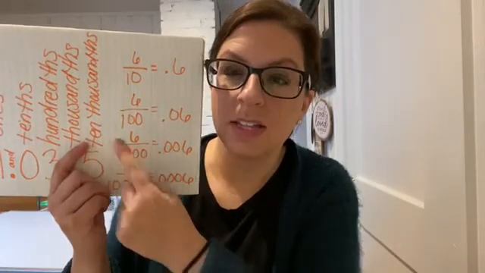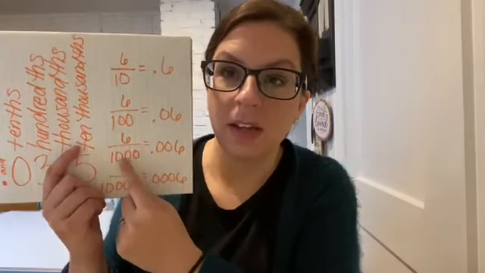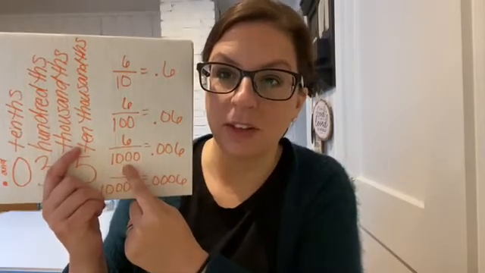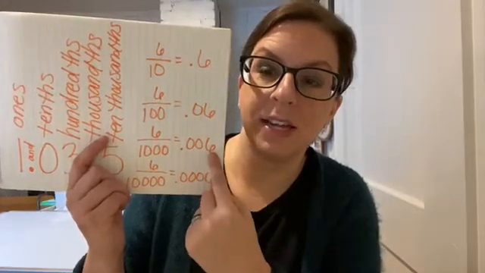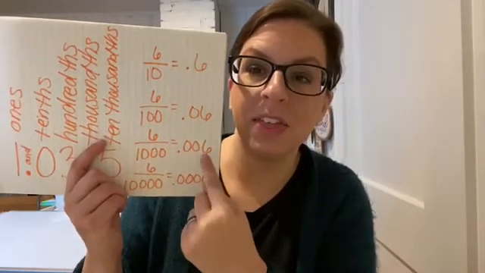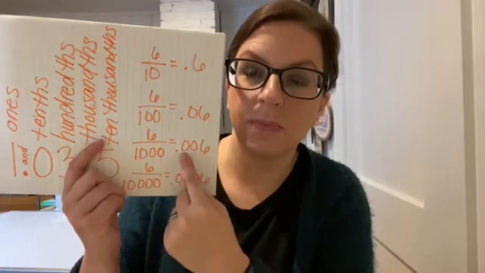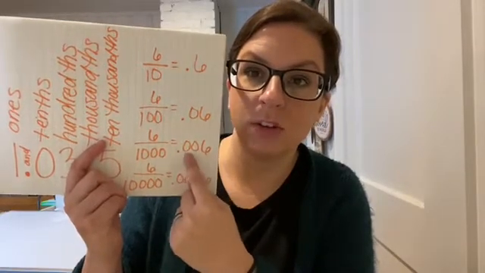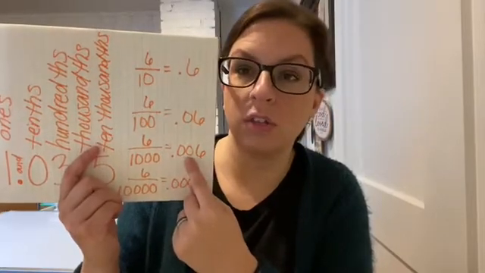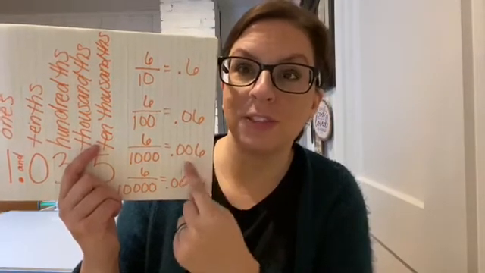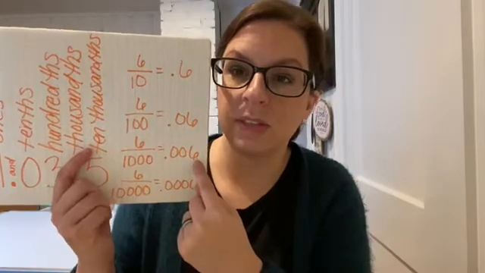6/1000ths, 6 out of 1,000. 6 divided by 1,000, 6/1000ths. I'm going to read this 6/1000ths because it's in the thousands place. Look at these zeros, they are saving the places because there are no tenths, there are no hundredths, there are only thousandths. So this is 6/1000ths.